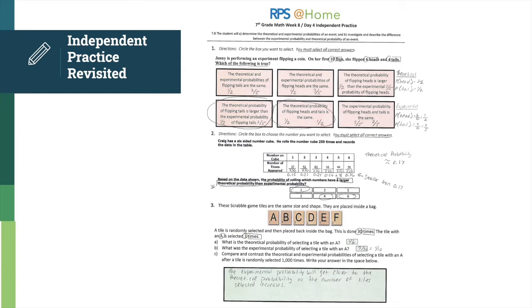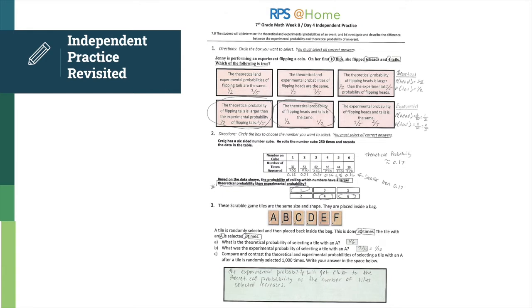In number 3, we have 3 Scrabble tiles, and we're selecting a random tile and placing it back 30 times. We have 3 questions. First is the theoretical probability of selecting a tile with an A, which is 1/6. Second, the experimental probability of selecting a tile with an A. The experimental probability shows that an A is selected 3 times out of our total number of trials, which is 30, which would be 1/10.